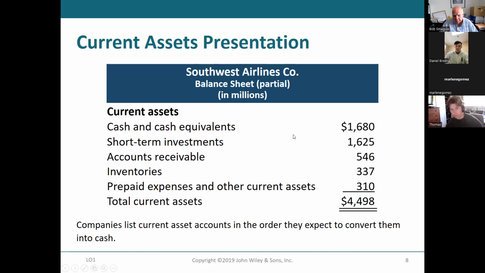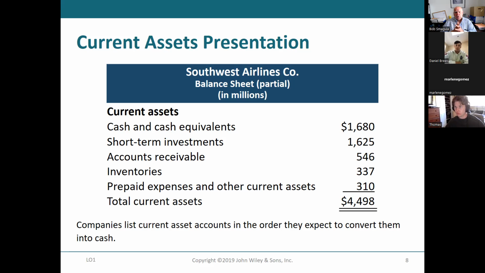Now, these are actual numbers for Southwest Airlines. Notice that this thing is in millions. So that number there, 1680, you've got to put 6 zeros after it. They have $1,680,000,000 in cash. They have $1,625,000,000 invested in short-term investments. Accounts receivable, that's 546 million. That number represents how much their customers owe them at that point in time. And then they've got inventory. They would have a lot of inventory, wouldn't they? They would have a lot of parts around to fix the planes. They would have a lot of paint, all kinds of things. And then prepaid expenses like insurance or supplies.